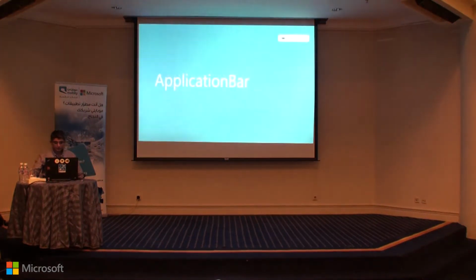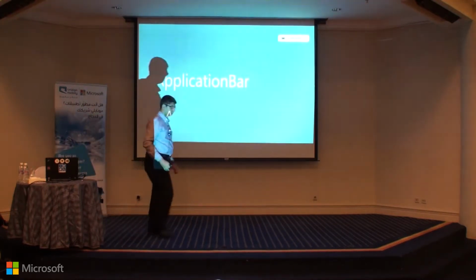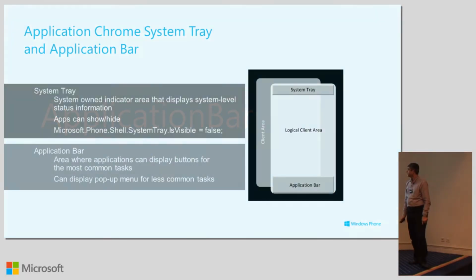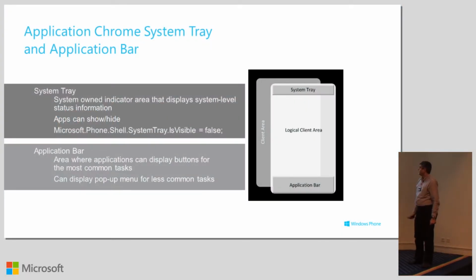Now let's talk about the app bar and how we can add context to our application. By default, when you have the application, you have something called the system tray. Where is the system tray in the phone? It's on the top, right? It shows you the battery life, the network connectivity, and all that comes into the system tray.